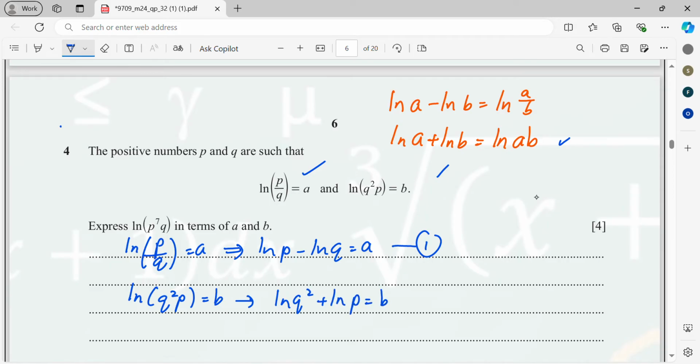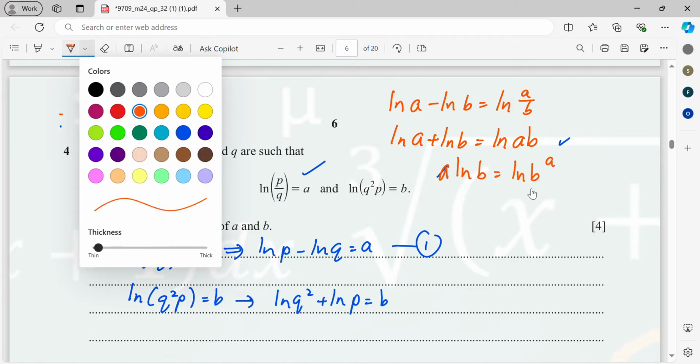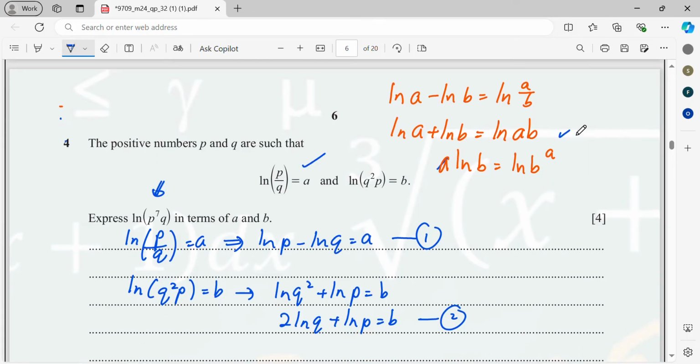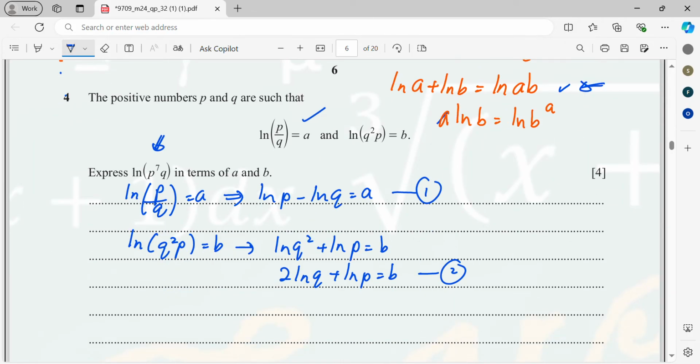And then we have another formula here, which is a ln b equals ln b to the power of a. That means now the power 2 can be brought down. Then I will just get 2 ln q plus ln p equals b. These are my two equations. Now, to get ln(p⁷q), I need to find out what my ln p and ln q are so that I can apply this summation later on.